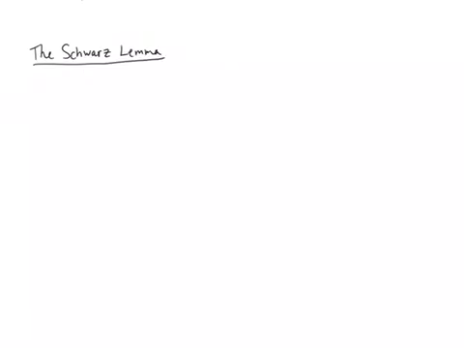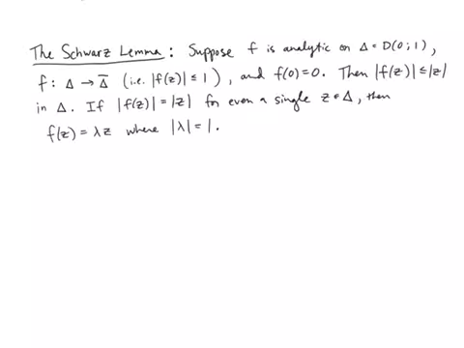Possibly the last thing we're going to talk about is the Schwarz Lemma. And the Schwarz Lemma, you can roughly think of it as, well, it tells you something about the rigidity of analytic functions. So let me put down the statement here. So the Schwarz Lemma applies in the following situation.